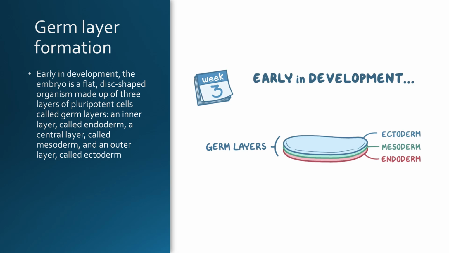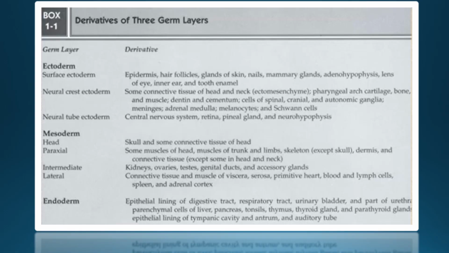Okay, so you have to know that early in development, the embryo is actually a flat, disc-shaped organism made up of 3 layers of pluripotent or multipotent cells called the germ layer cells. We have an inner layer called the endoderm, the middle layer called the mesoderm, and the external or outer layer called the ectoderm. This is a table for you not to memorize, but just to take a general look at, okay? And check what the derivatives of each of these layers are.